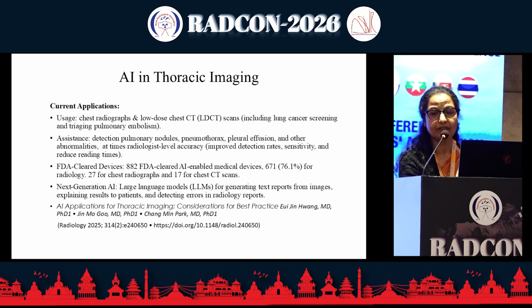At times, it has the level of accuracy as that of the radiologist in detection rate, sensitivity, and reducing reading times. There are at present 882 FDA cleared AI-enabled medical devices. Among that, 76.1% are for radiology, and 27 are for chest radiographs and 17 for chest CT scans. So it is hoped that the next generation AI with large language models will be helpful for generating text reports from images, explaining results to the patient, as well as detecting errors in the radiology report. I have taken this from the Radiology article of 2025.